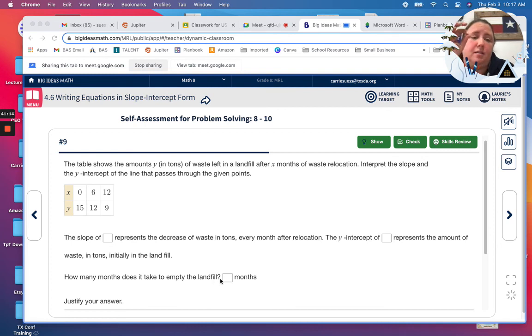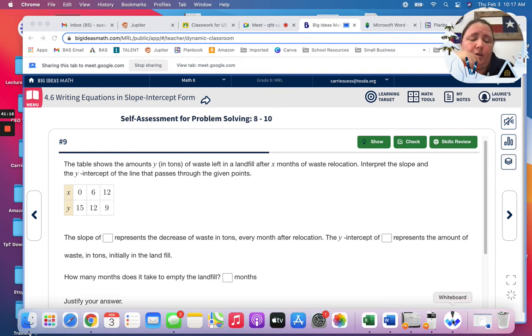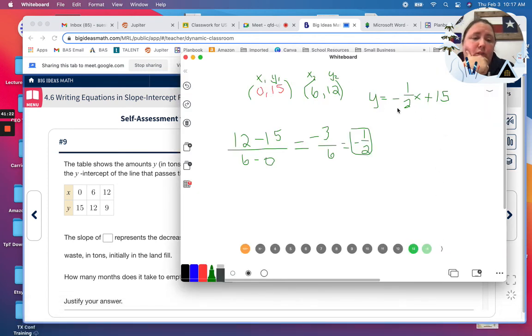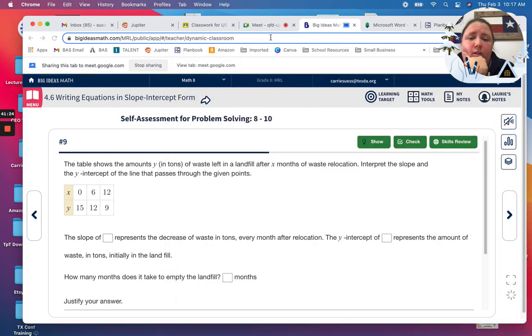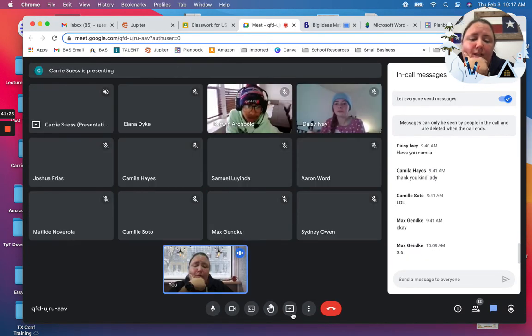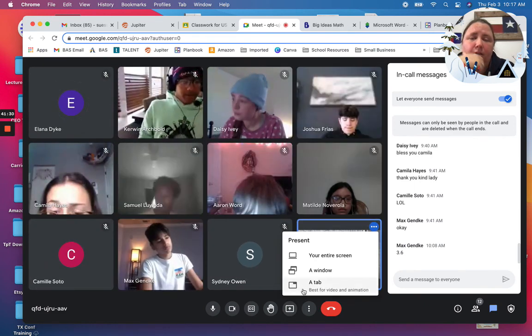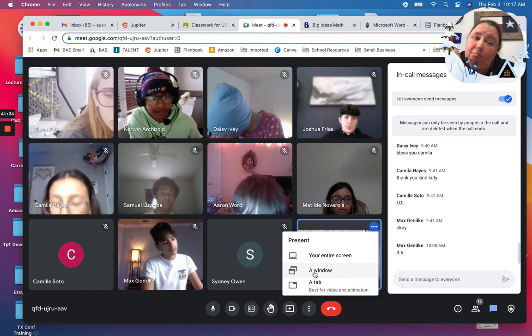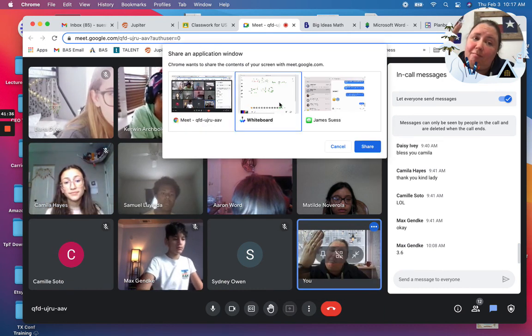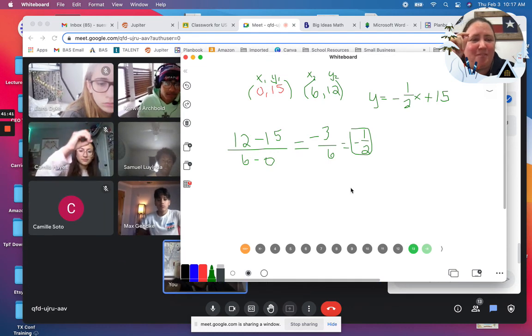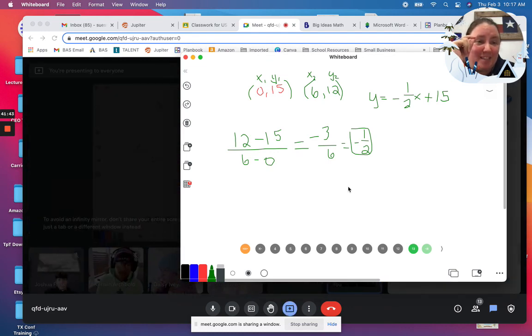So then it says, how many months does it take to empty the landfill? What value do I plug in so that I know I'm completely done? That's really a terrible way to ask that question. My bad. Let me think of a better way to say that. How much is left in the landfill once I've completely emptied it? 0. Excellent.